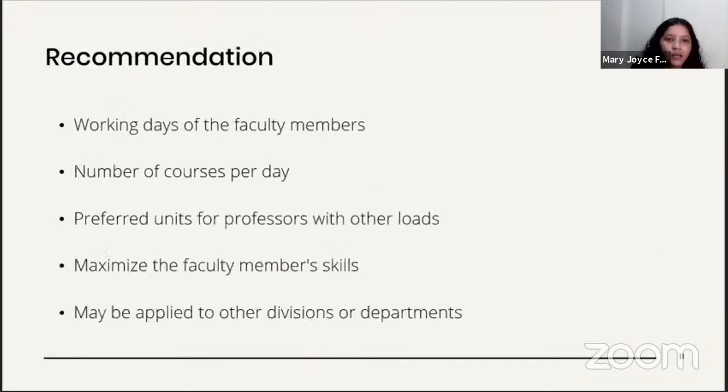Next, these are some improvements for the next researchers or future research. The working days of the faculty members can be considered: you can minimize the working days of a faculty member to 3 days or 4 days, depending on the department. And then, the number of courses per day can also be made a constraint. And preferred units for professors with other loads.